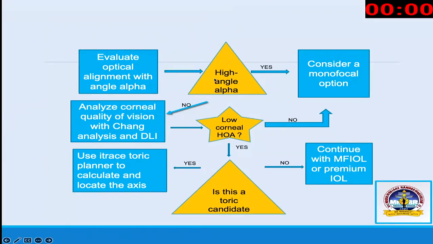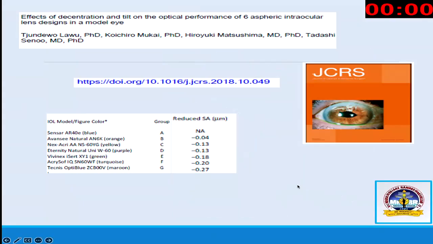If we have a high angle alpha, we have to evaluate the optical alignment system. If there is not a large angle alpha, we have to analyze the corneal quality of vision. If there are higher corneal aberrations, one can consider a monofocal, and if the higher order aberrations are low, then it can be a candidate for a premium IOL. We can use a toric IOL or a multifocal IOL. So this is the optical, this I'll skip.